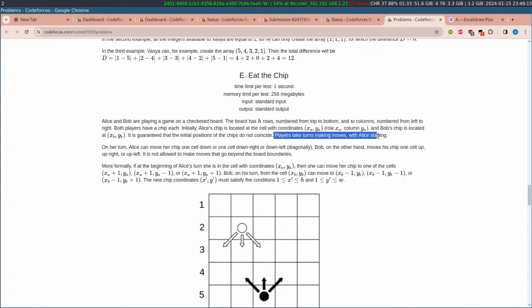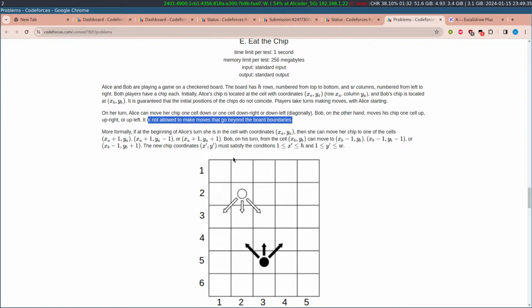Players take turns playing moves with Alice starting. On her turn, Alice can move her chip one cell down left, or one cell down right, diagonally. Bob, on the other hand, can move his chip one cell up right, or up left. It is not allowed to make moves that go beyond board boundaries.